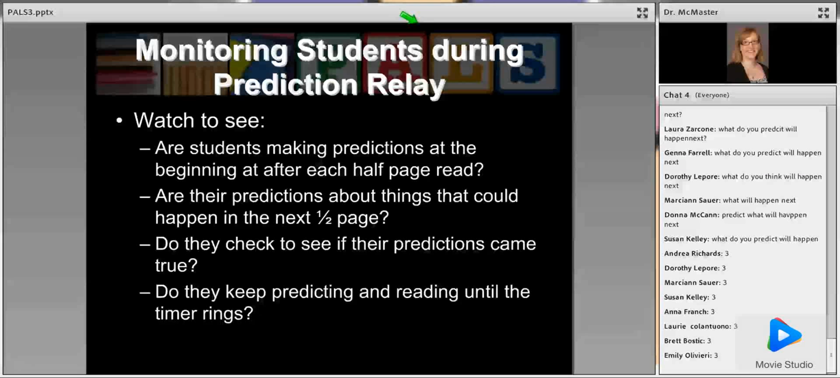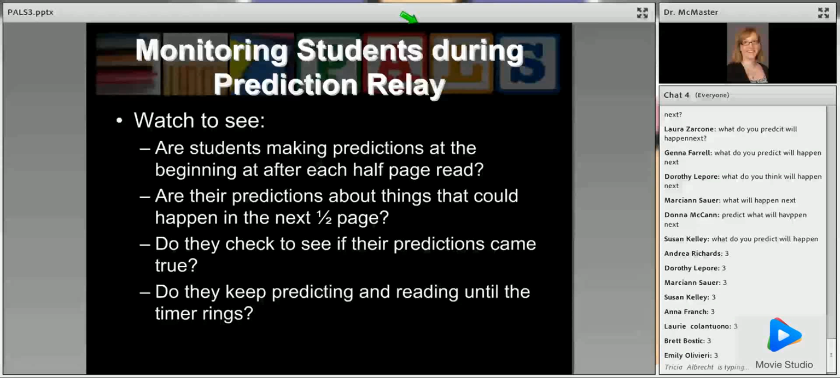Do they check to see if their predictions came true? And do they keep predicting and reading until the timer rings? Sometimes students think they did it once and they're done, but they can keep going. So after every half page, they make a new prediction. They keep reading and checking their predictions until their 5 minutes are up.